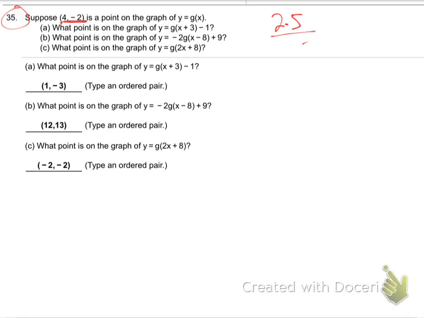All right, so 2.5, number 35. How do we do it? Suppose you take the point 4, negative 2. It's a point on the graph. What point is on the graph of that? So we got the answer there already, but how do they get that? Okay, let's take a look at it.